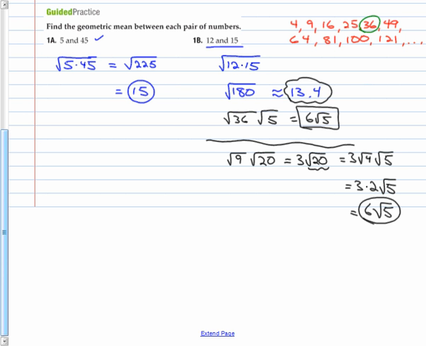When I do this one over here, geometric mean between 12 and 15. If we multiply 12 and 15, we get 180, which is not an integer if we take the square root. So we want to simplify that square root of 180.